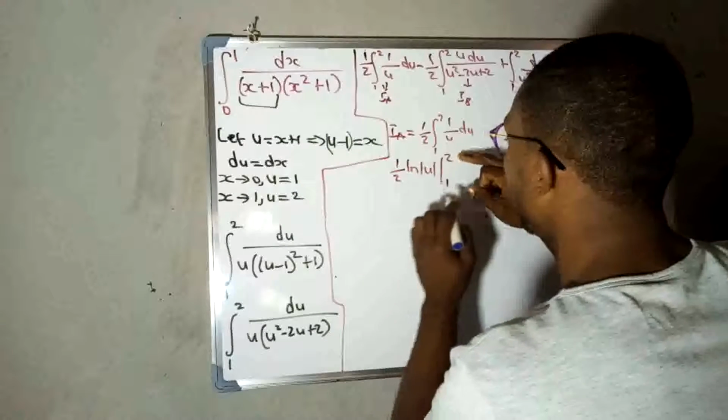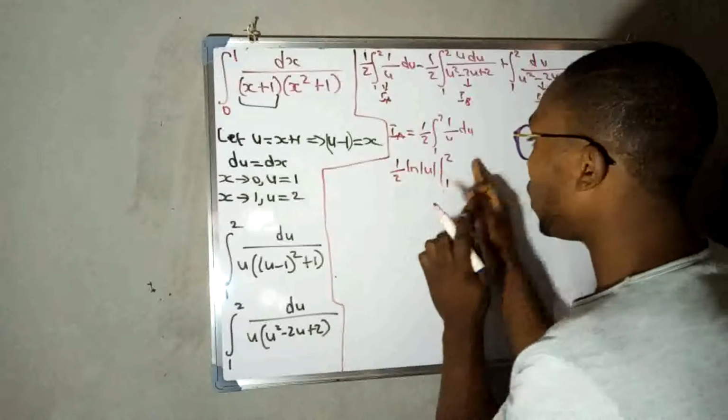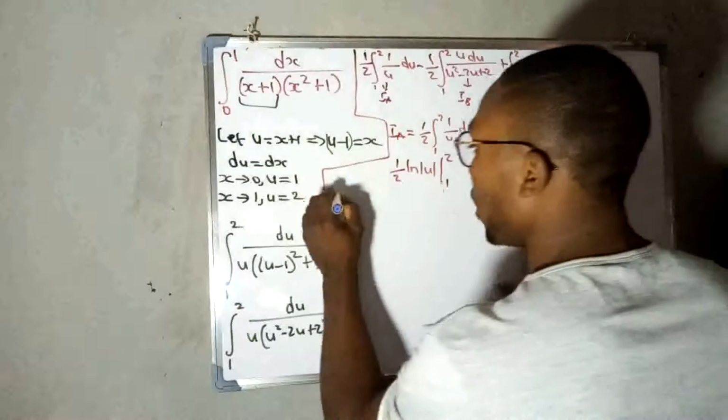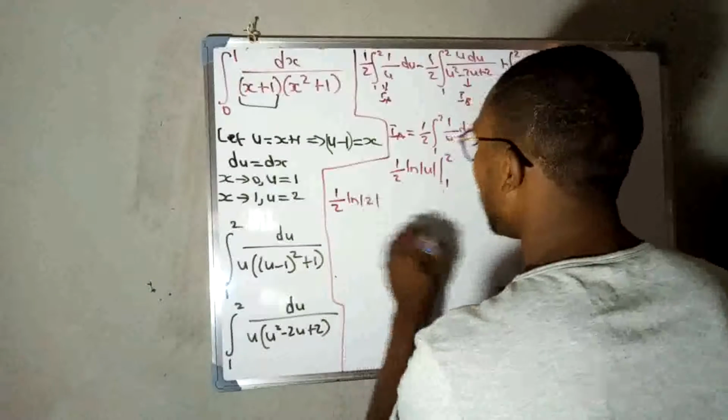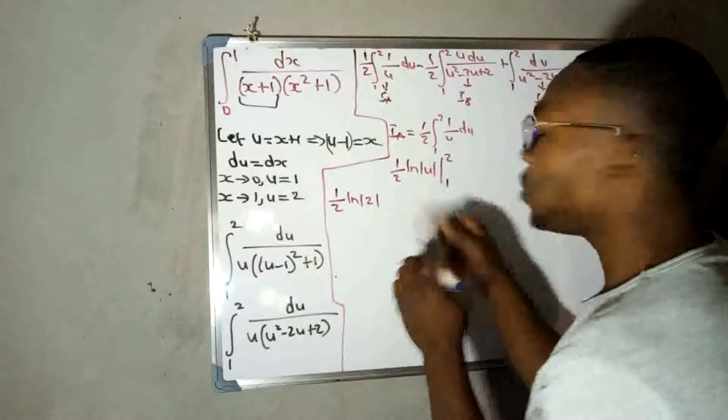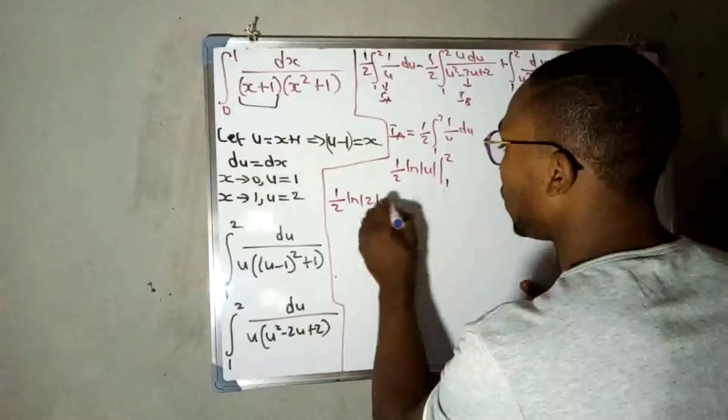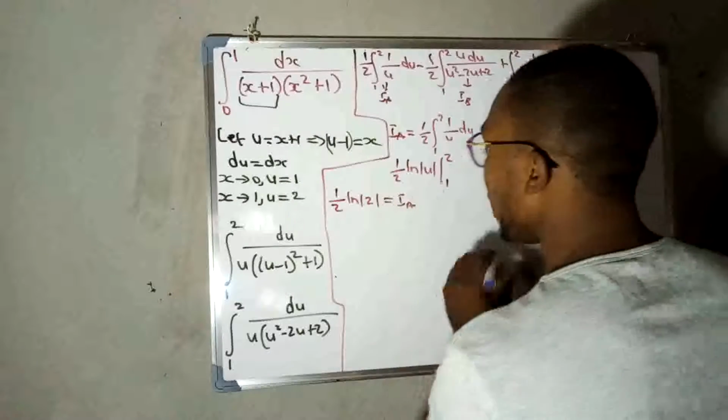So my 2, I'll plug in my 2 into my u. We'll be having nothing but 1 over 2 ln 2. When I plug in my 1 into my u, ln 1 is 0, so I don't have to write it. So therefore this equals my IA.